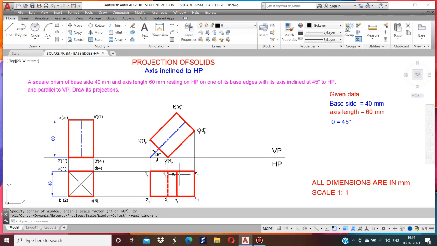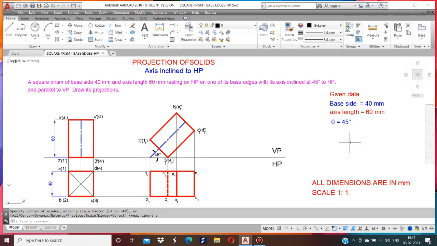Here, in the top surface, all the edges are visible. So A1, B1, C1, D1 are visible. Now draw using the HP pencil. Convert all the lines into HP pencil. This square, the height, the inclined prism, and the top view, everything is converted into HP pencil. Finally, mark the 40, 60 and 45 degree angle. Write VP, HP, all dimensions in mm, scale 1:1.